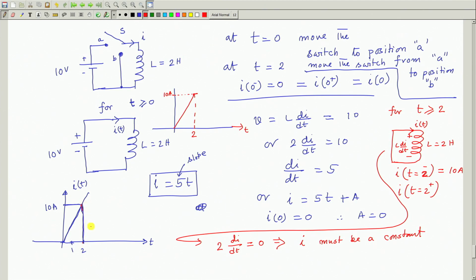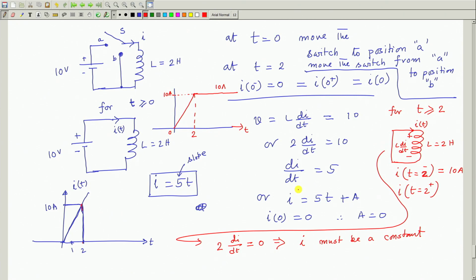And here at t equal to 2 plus, current was 10 ampere. Therefore, inductor current will remain 10 ampere. So, this is t equal to 0. This is a very interesting problem, interesting in the sense that it will only enhance your knowledge of handling inductors, how it behaves under different switching conditions.